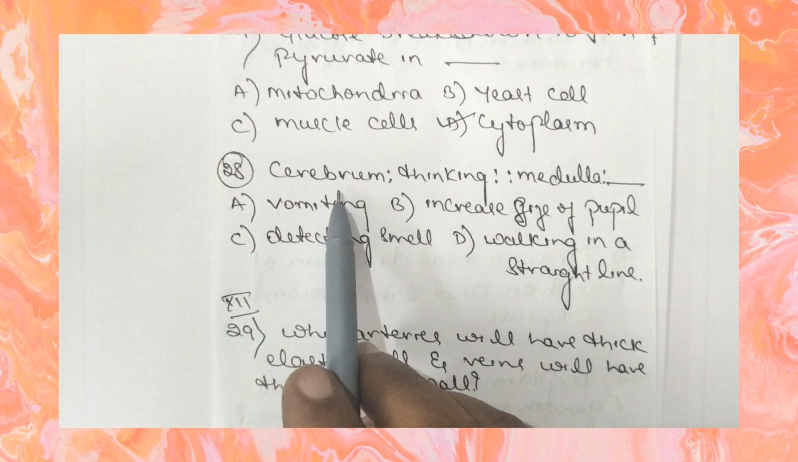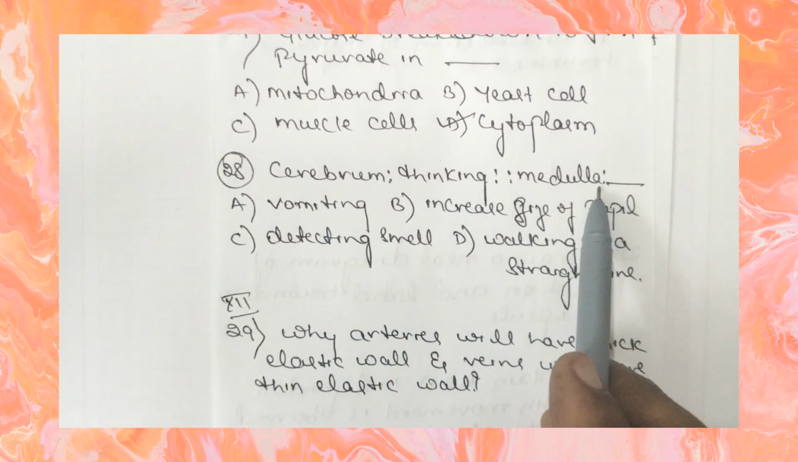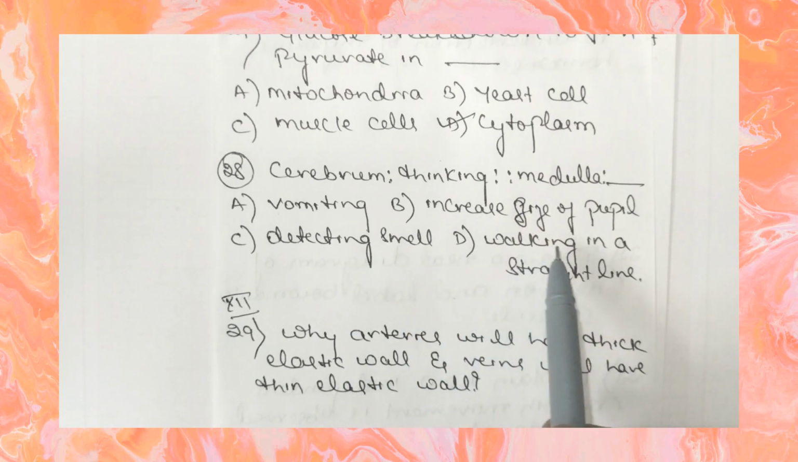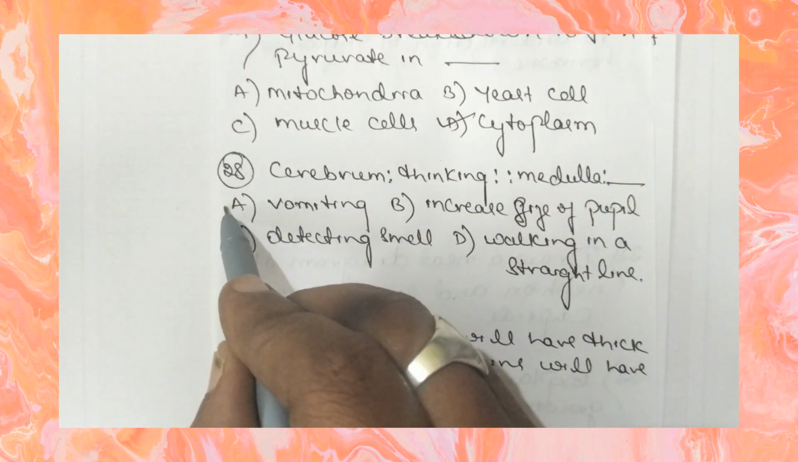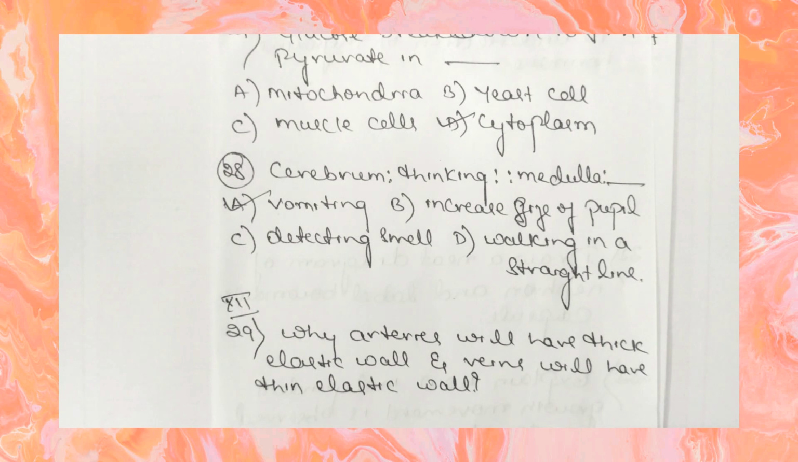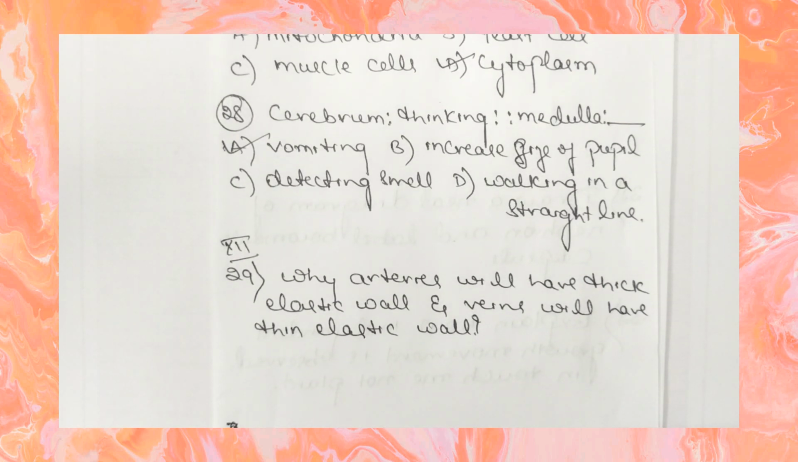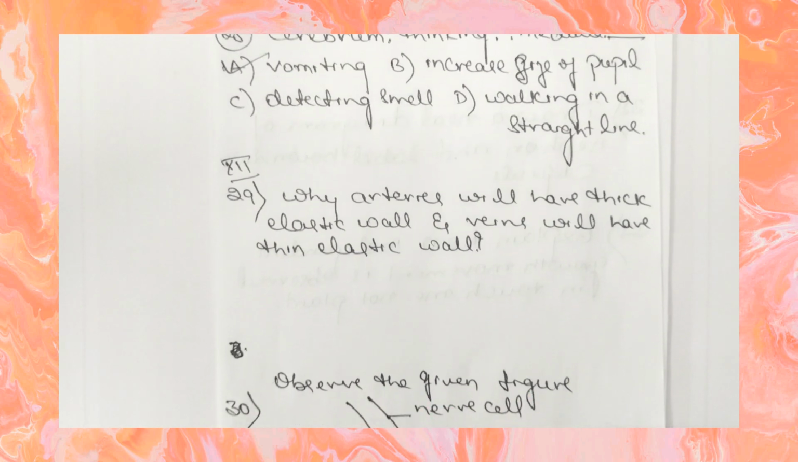Then cerebrum, thinking part. Then medulla: vomiting, increased size of the pupil, detecting smell, walking in a straight line. So it controls vomiting. That is, involuntary actions like vomiting, sneezing, coughing, salivation.